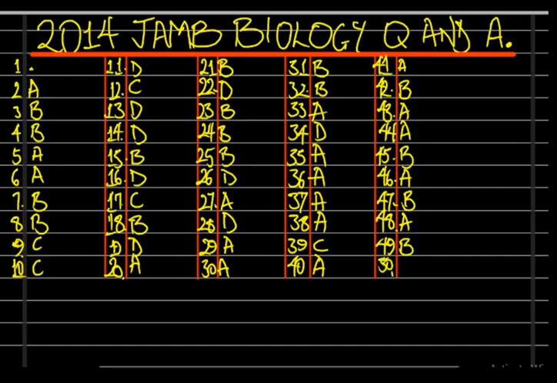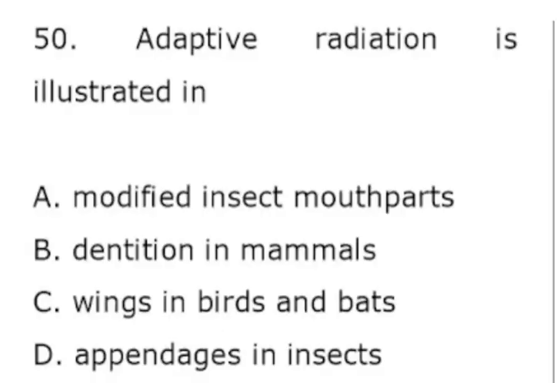And then we have the last question there. Adaptive radiation is illustrated in A. Modified insect mouthparts, B. Dentition in mammals, C. Wings in birds and bats, and D. Appendages in insects. Now when we look at this particular question here, we need to understand something here.